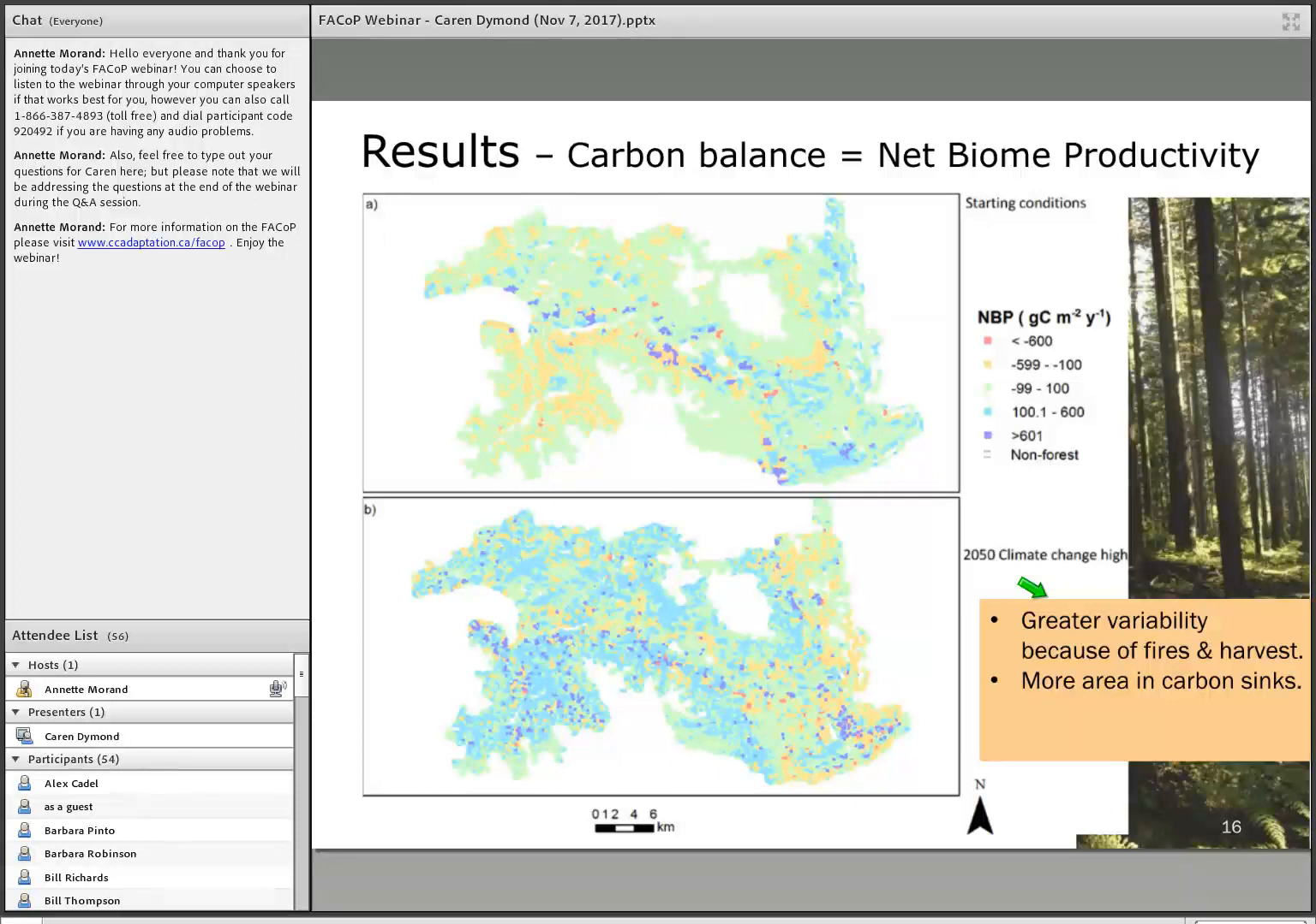Here is a map of the carbon balance. This is the same indicator, just at a 1 hectare resolution. The light green that dominates the starting conditions is a small source of carbon to the atmosphere. In 2050, under the high productivity scenario, you have more of this blue, which indicates a small sink of carbon across large parts of the landscape. But on this eastern edge, starting conditions are blue, small sinks, and at the end there's a lot more of this orange, which is larger sources.